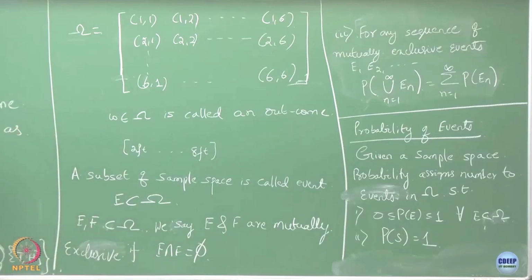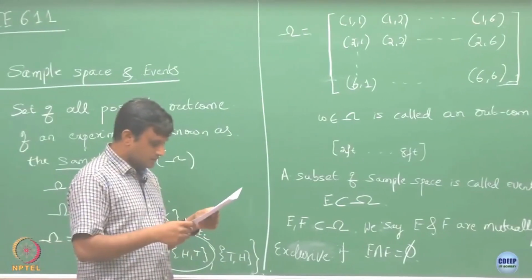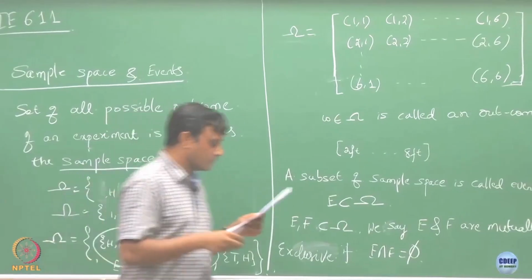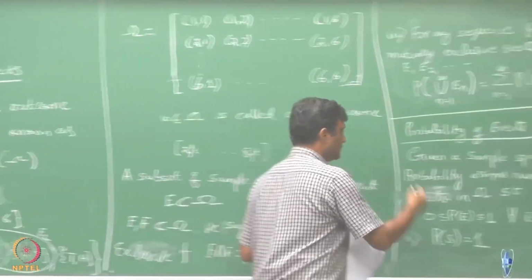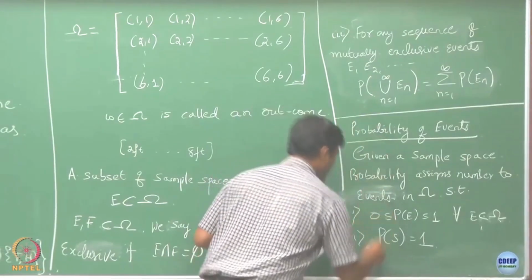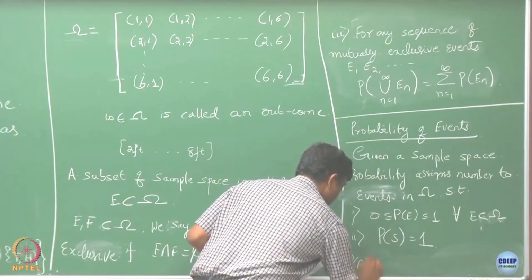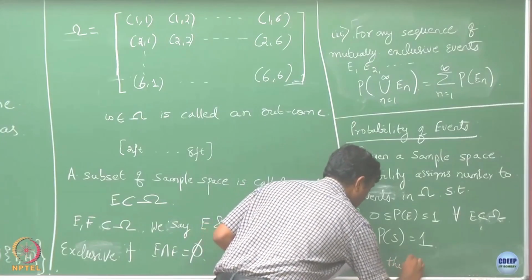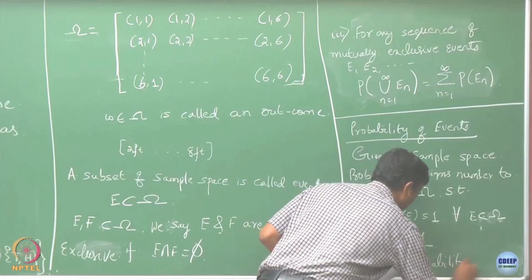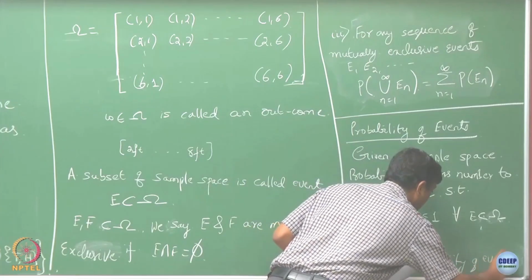And for any event E, we are going to refer to P of E as the probability of the event E.